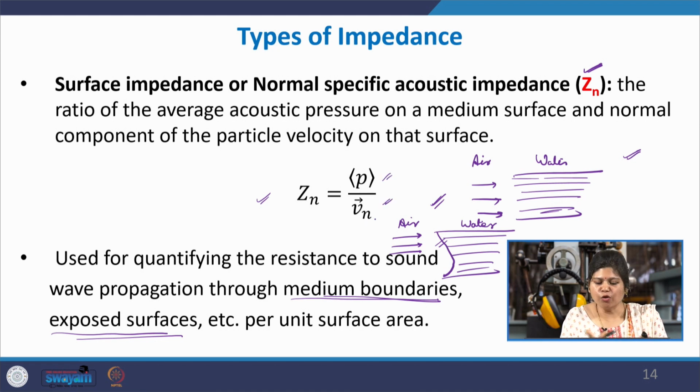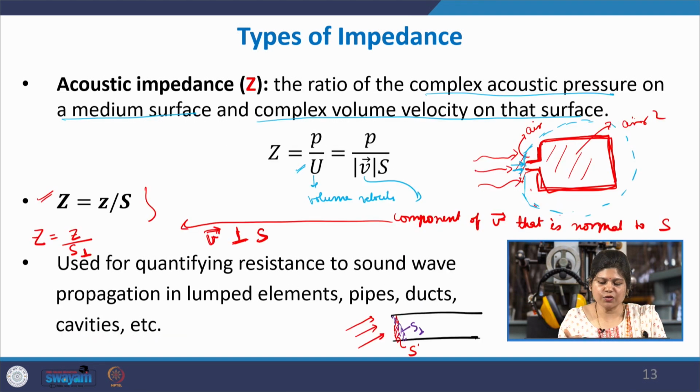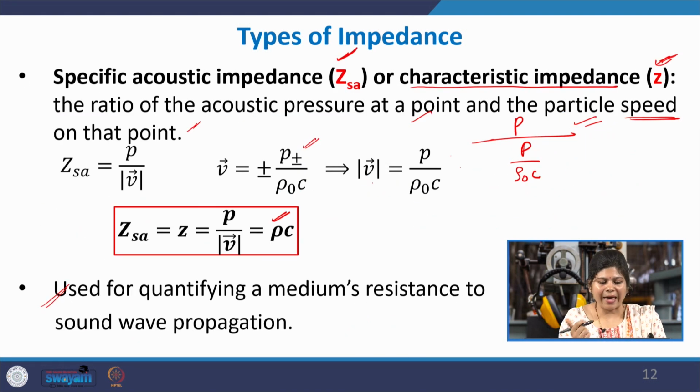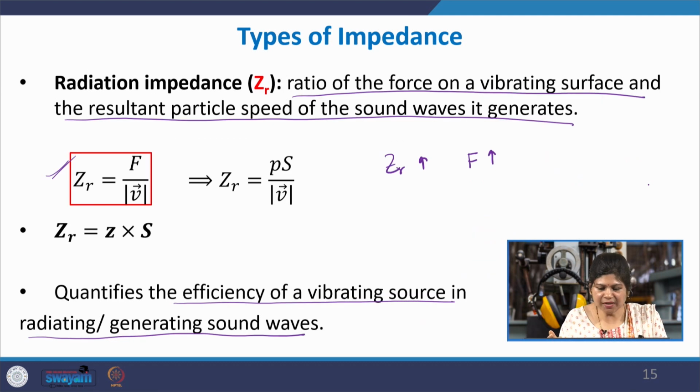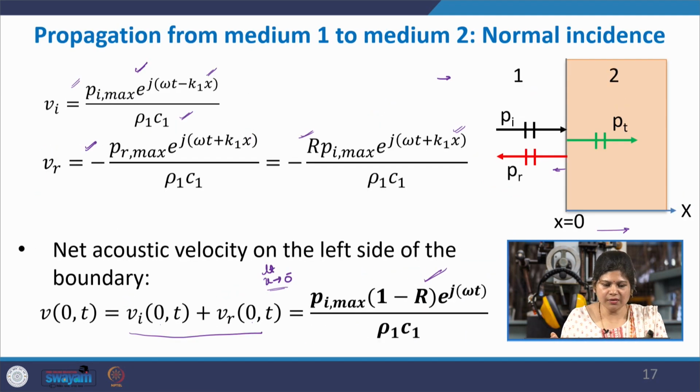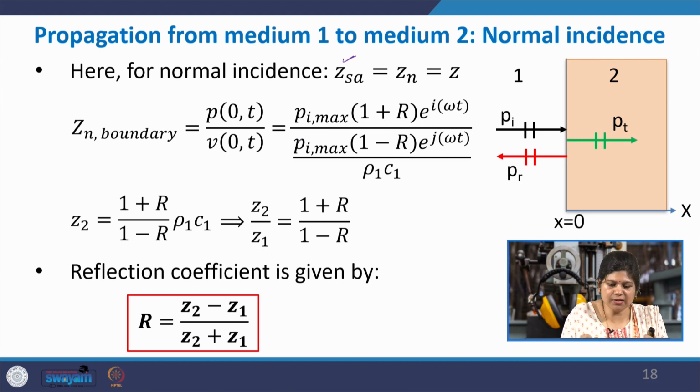Suppose the normal component of the velocity was the same as the actual velocity, which means the entire velocity is normal to the surface. Then the specific impedance Zs would be similar to Zn, because here the normal component is the same as the velocity itself. So the impedance we are calculating, in the case of normal incidence, is P by V, they are the same. So we simply do P by V at x equals 0.